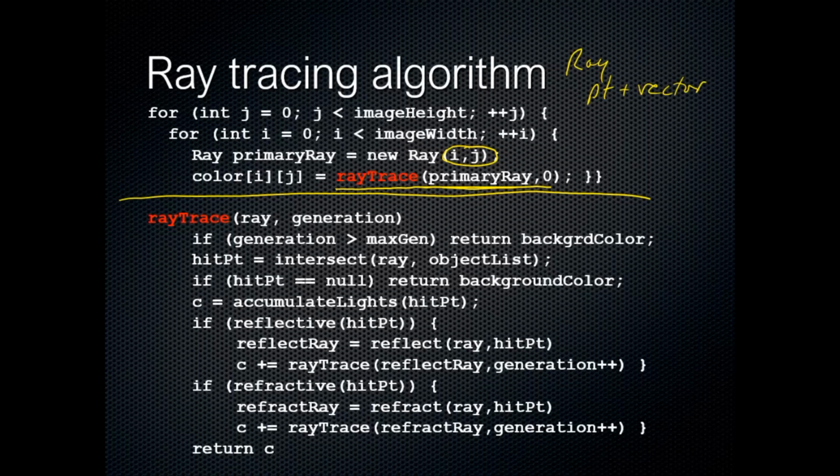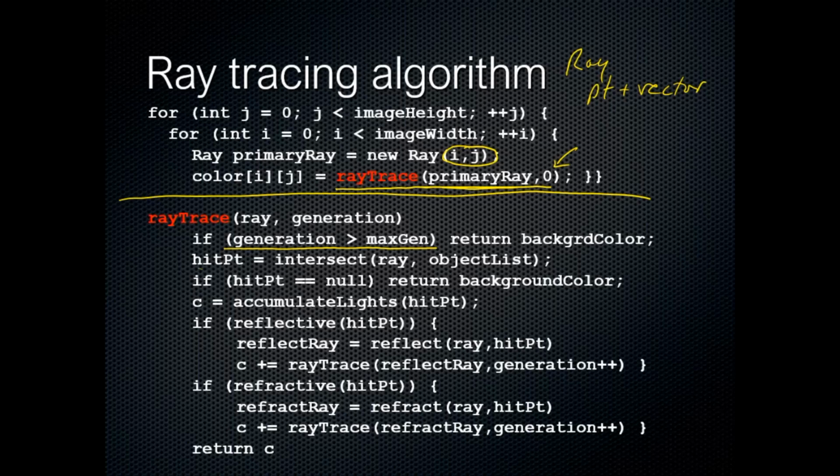They start off with 0 for the first generation. When we go to a max number of generations, we'll quit. So when we look at the code, if we go over the max gen, we quit, and we just return the background color because we hit no objects. We're just going to assume that we're not going to do any more intersections with objects.